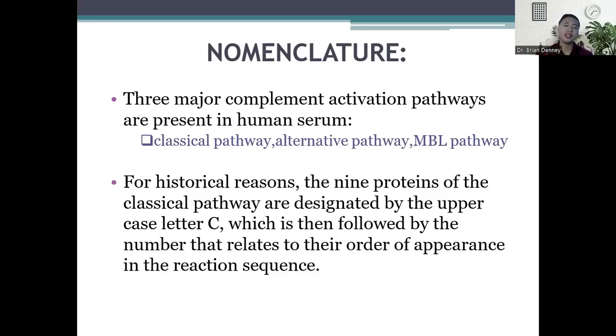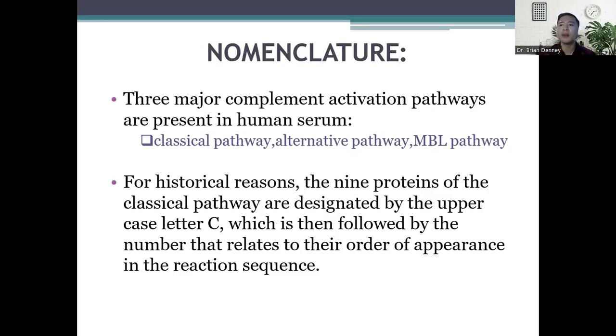All right, let's continue. For historical reasons, the 9 proteins of the classical pathway are designated by the uppercase letter C, followed by the number that relates to their order of appearance in the reaction sequence. All right, so let's talk about first these 9 proteins. These 9 proteins are actually proteins that make up the classical pathway. Again, your classical pathway is made up of 9 different complement proteins.